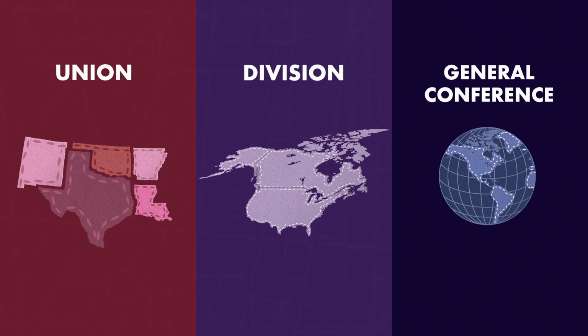So how is the 17% of tithe retained by the unions, the NAD, and the General Conference spent? Explaining it would take a while, but here are just a few of the ways it's spent.